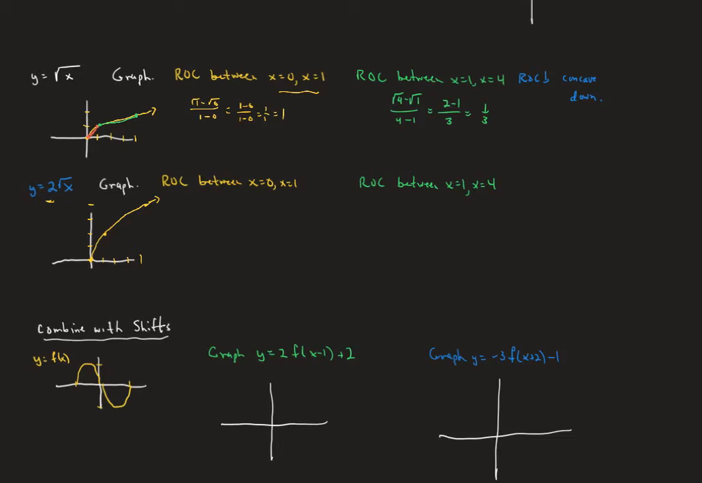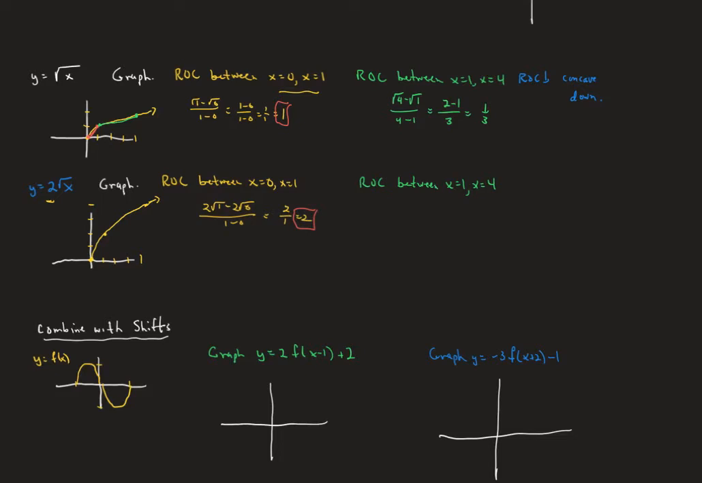So now our rate of change between 0 and 1, we're going to get 2 square root of 1 minus 2 square root of 0 over 1 minus 0. So that's going to be 2 times 1 minus 0 over 1 is 2. So we see that the earlier rate of change gets multiplied by that 2. So it becomes twice that.